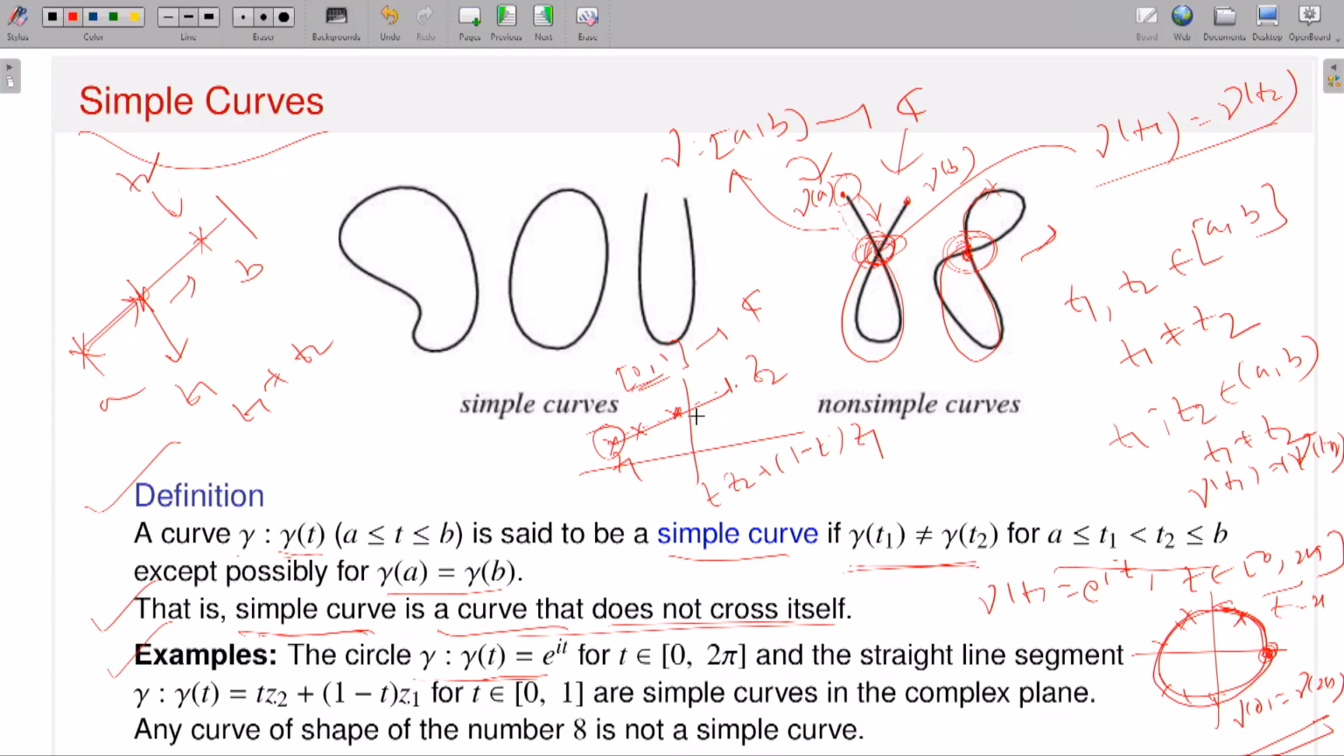So therefore, this function is injective. So therefore, my curve is a simple curve. Okay, so this is simple. So therefore, I have written the circle, the straight line, or the simple curve in the complex plane. Now look, there is a note: any curve of the shape of number 8 is not a simple curve.